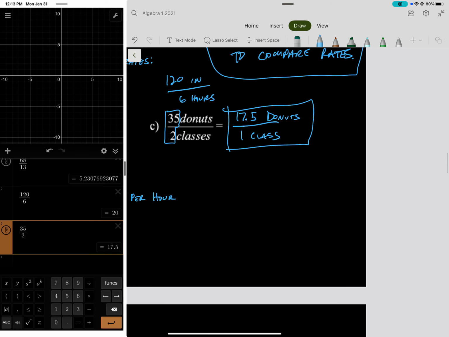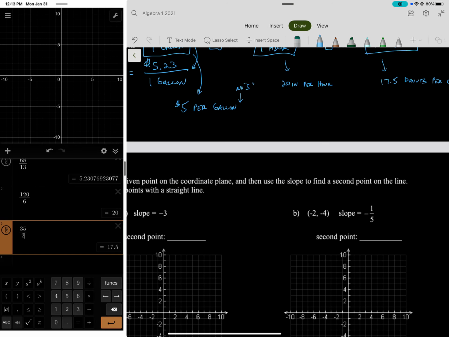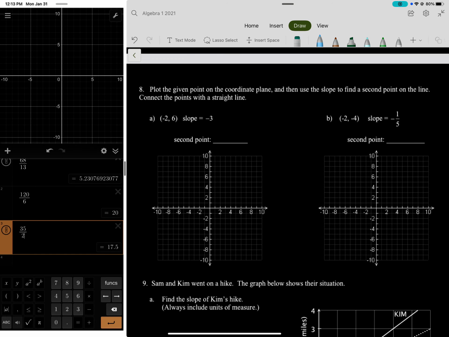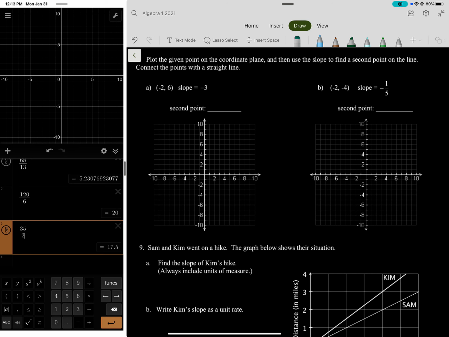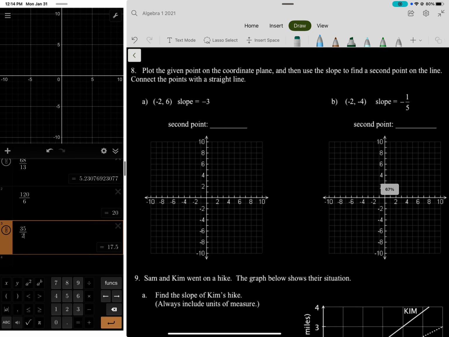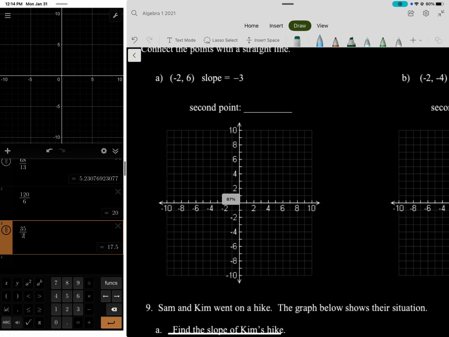This one here is going to be 17.5 donuts per class. Okay, let's move along into unit rate. Plot the given point on the coordinate plane, and then use the slope to find the second point on the line. Connect the points with a straight line. So I'm not going to, that's kind of a review again of what we've been doing. Maybe I'll do one with you.